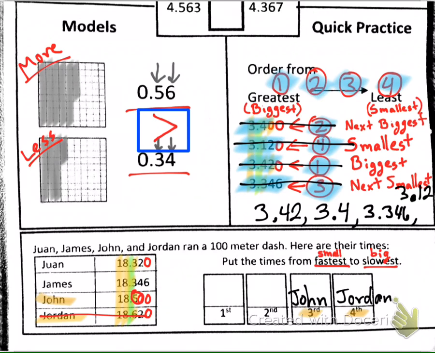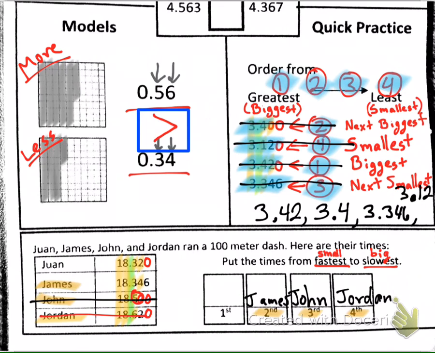And then if I look at Juan and James, I have a 3 and a 3 in the tenths place. So I can't compare between those two based on that one place value. So I have to go to the next place value, which is the hundredths. So I'm going to look at the 2 and the 4. So now I know that James has a bigger number, so it means James was slower getting there. So he's going to be my second place.